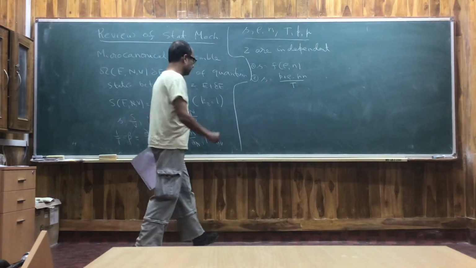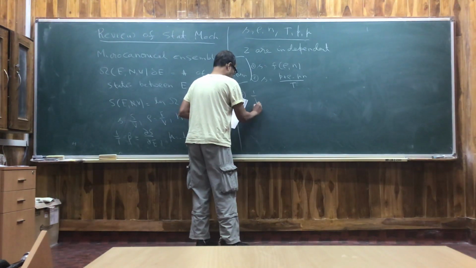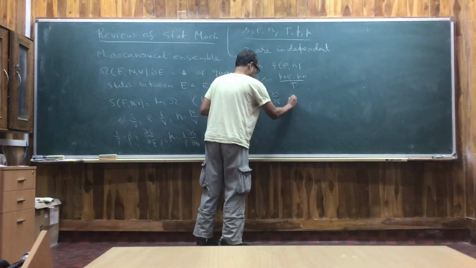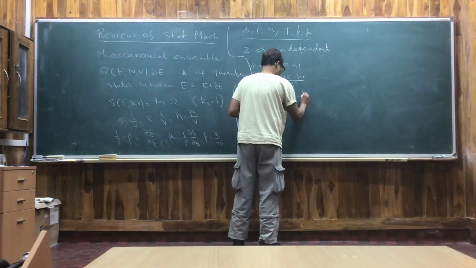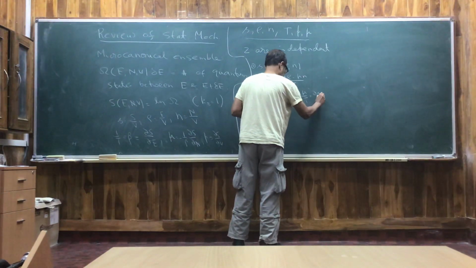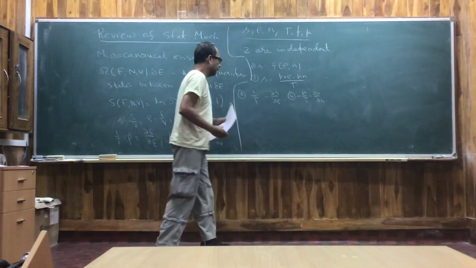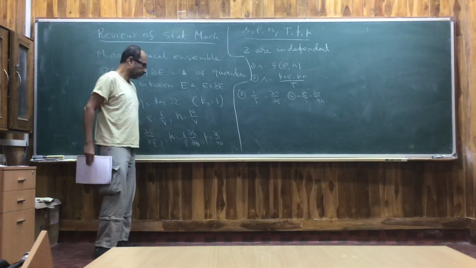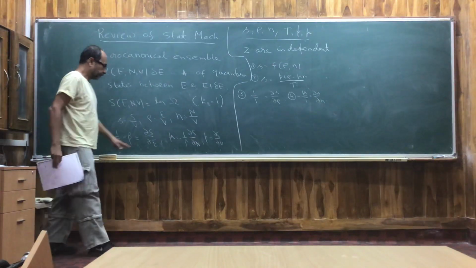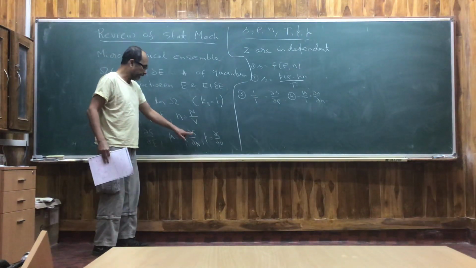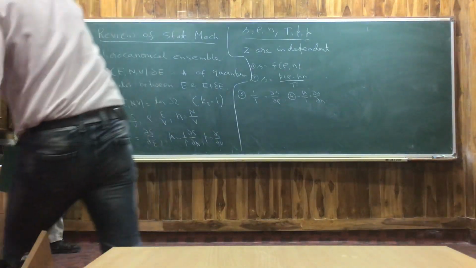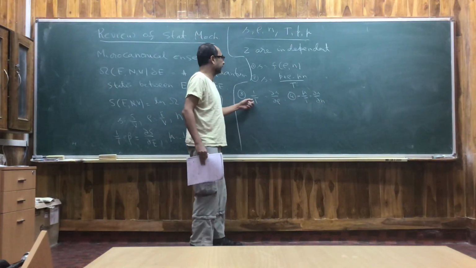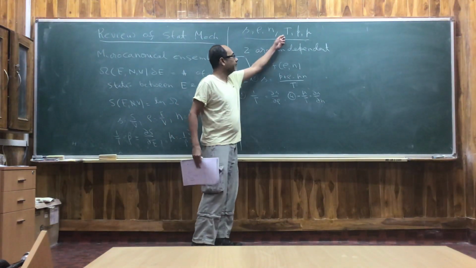And then we had two more: 1 over T is equal to del s del rho and minus mu over T is equal to del s del n. So these 3 and 4 are basically these equations, except that we write them in terms of the densities rather than the extensive variables S, N and E. So using these 4 equations, we can relate 4 of them to 2 of them. Which 2 you choose to be independent is up to you.